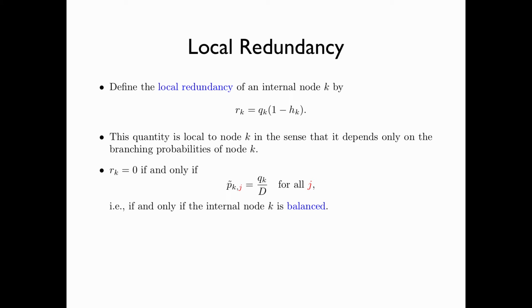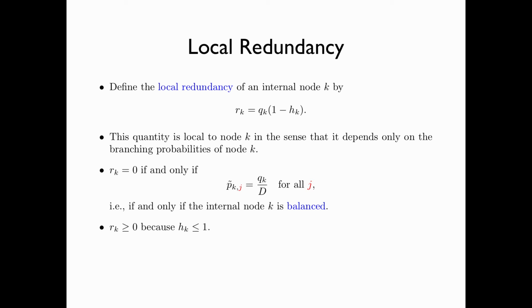In the definition of Rk, since Qk is strictly positive, Rk is equal to 0 if and only if Hk is equal to 1. That is, the conditional branching distribution of node k is the uniform distribution over all the d branches at node k. In other words, p tilde kj is equal to qk divided by d for all j between 0 and d minus 1. When this happens, we say that the internal node k is balanced. This is illustrated in the figure for d equals 3.